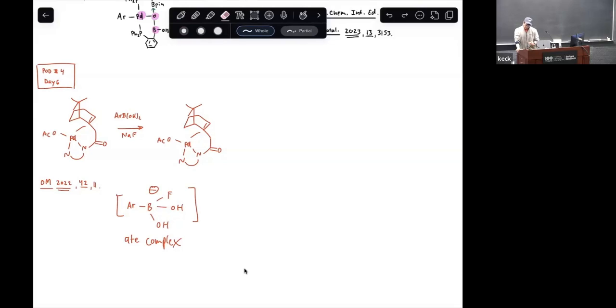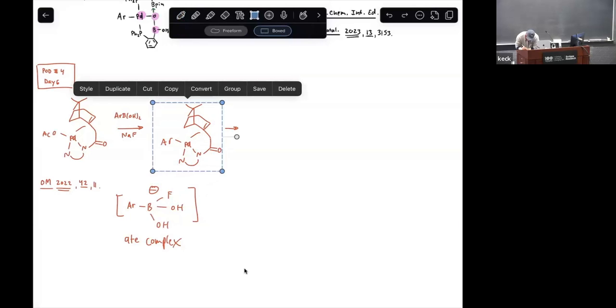Beautiful. So the 8 complex, I won't draw this, but the 8 complex will come in, displace the acetate, and now you have your palladium OB bond linkage. That will trigger transmetallation. That's going to put this aryl group here. I'll ask you for one more step, Catherine, and then so we've got an aryl palladium, we've got a bound olefin.